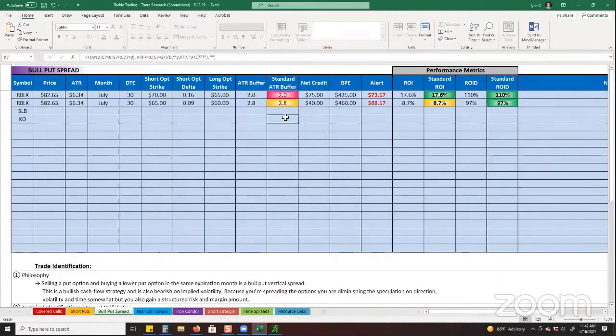So the question I have for you guys is this: is giving up a little bit of that credit worth getting a better range? We're not getting the 17%, now we're just getting the 8.7%. But is giving up a little of that credit worth getting a better range? That's a question that can be answered personally.